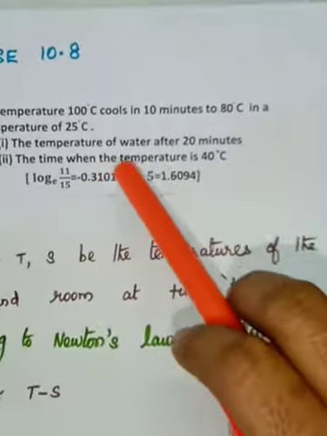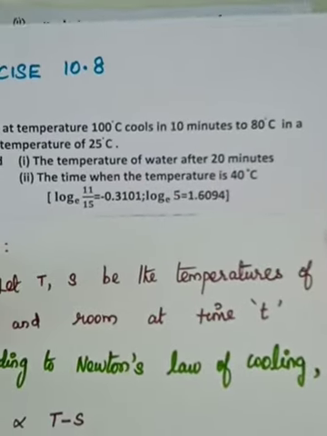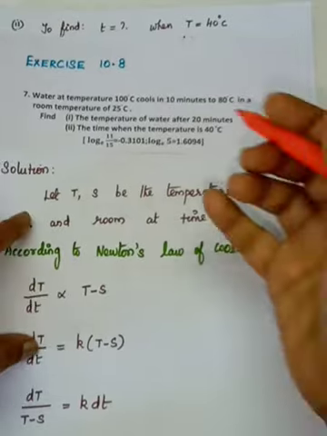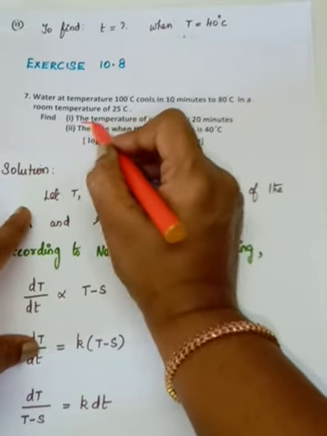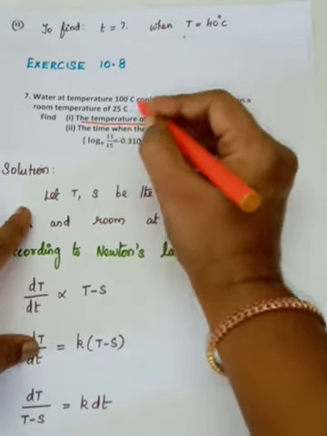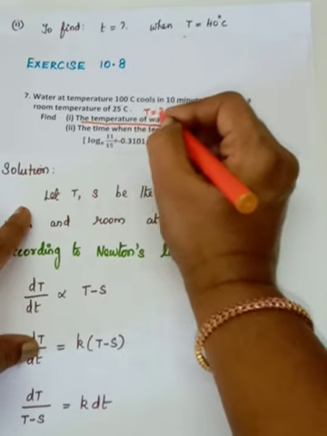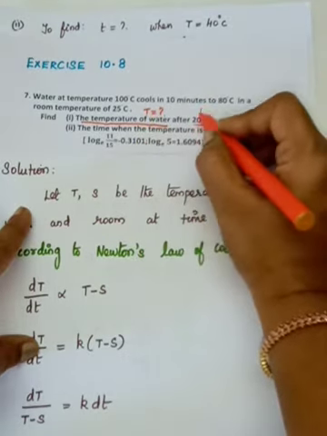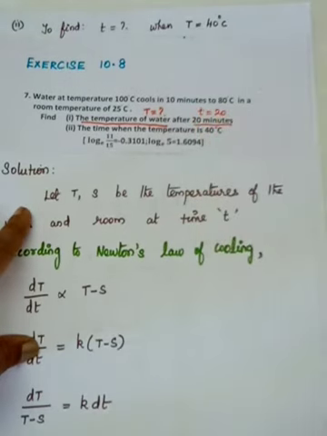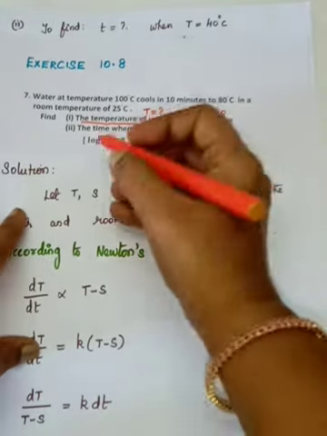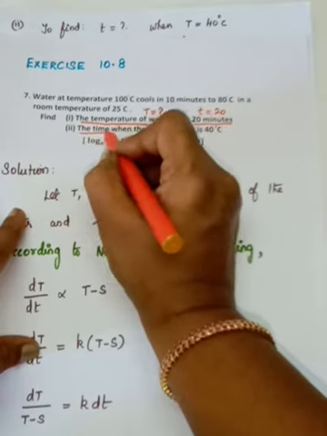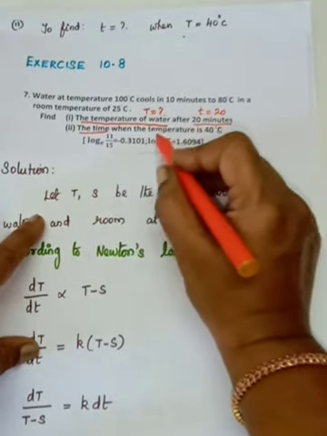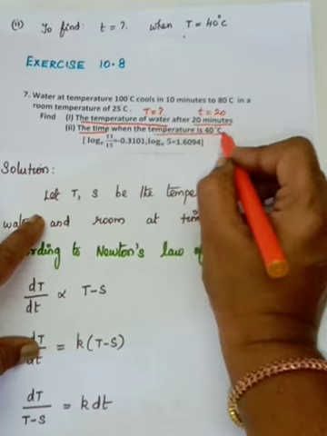So see the second subdivision, what is asked? The time when the temperature is 40 degrees Celsius. And the first subdivision, what is asked? The temperature of the water. So capital T is equal to what, when small t is equal to 20. That is asked. Here the time means small t, when the temperature is 40 degrees Celsius. So therefore what is given?